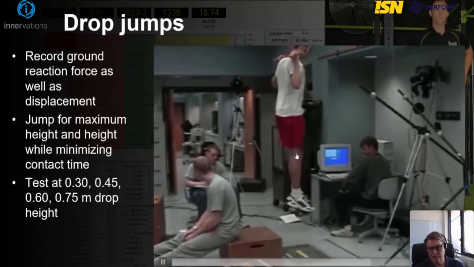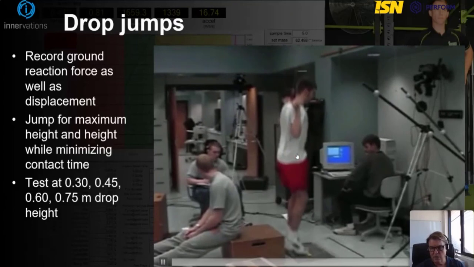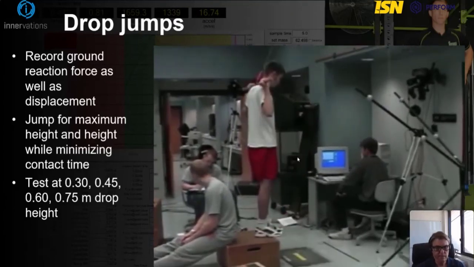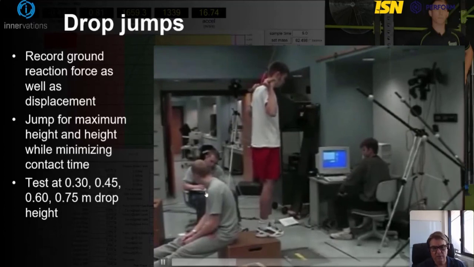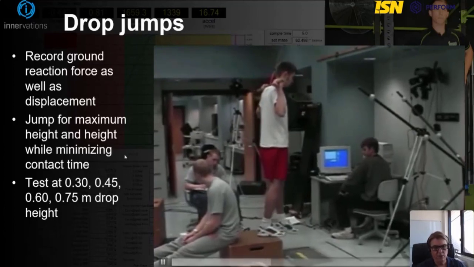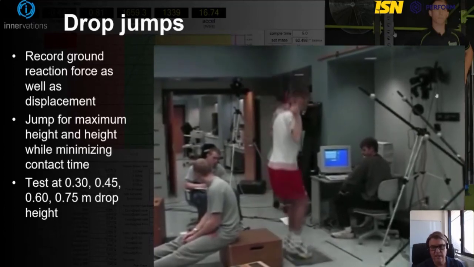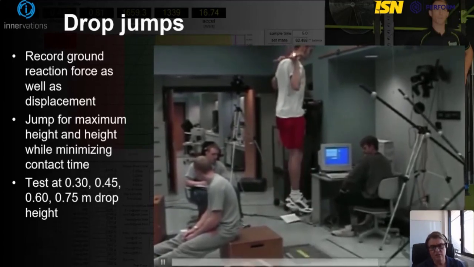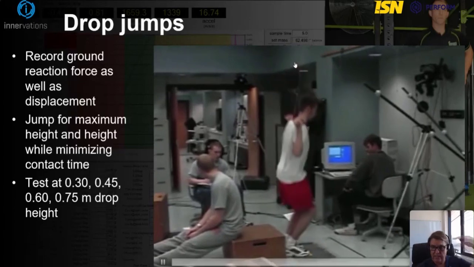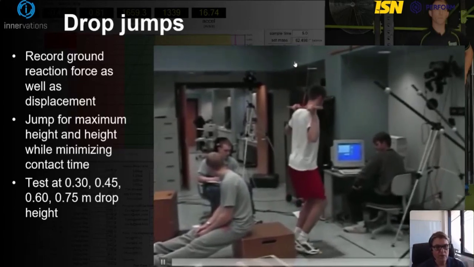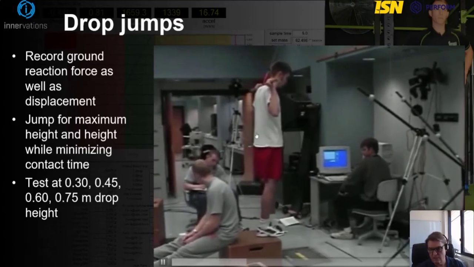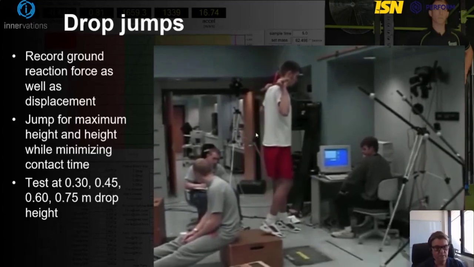and jumping. Now the instructions are that we want you to land, spend as little time as you can on the plate, but jump as high as you can. We then look at the force output they produce here and also the flight time, or if you have a position transducer here, and you can see in this case the position transducer is attached from above, so we can measure how high they're jumping. And then we can determine a whole range of parameters, including flight time, contact time, peak force, etc.